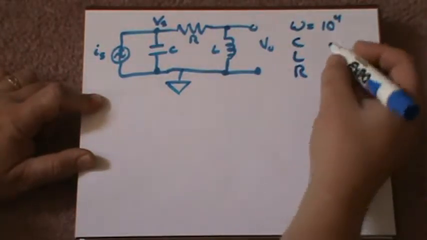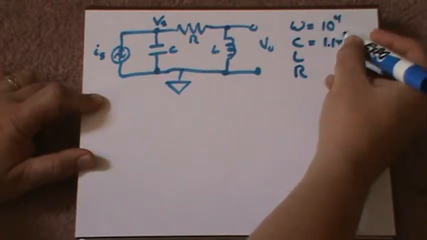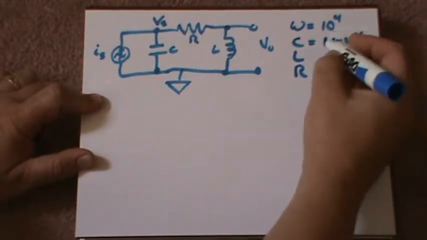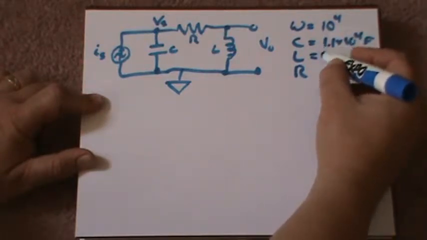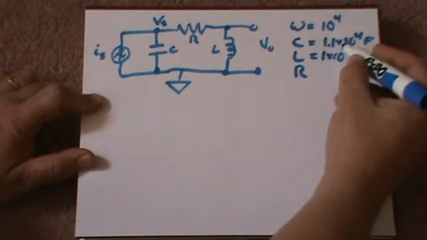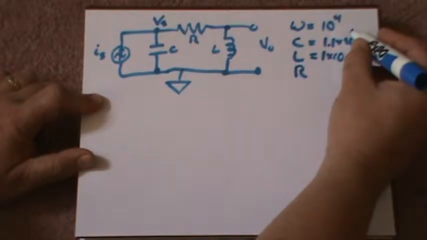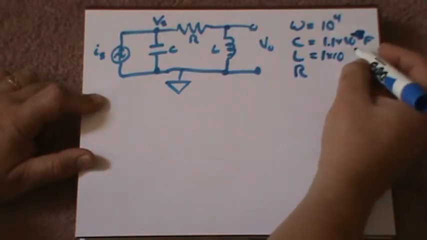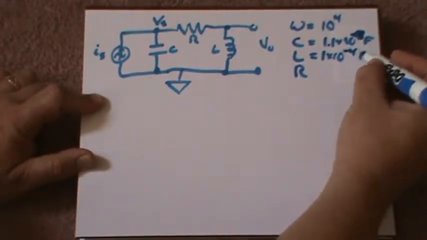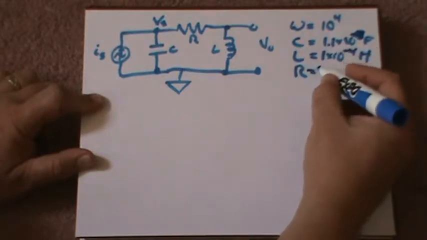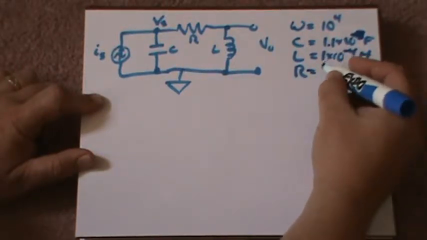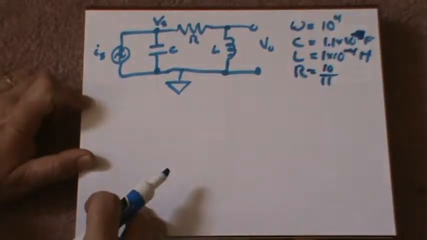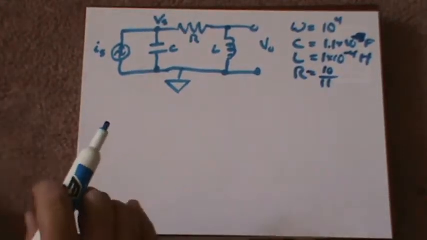Let's pick C to be 1.1 times 10 to the fourth, and that's farads, of course. And L we will have to be 10 to the minus third. That's a pretty big capacitor that I wrote there. I think I just copied that down. Let's say 10 to the minus fourth henries. And let's make the resistance fairly small, and I'm picking a nice value in particular so it'll work out for our calculations. So there's where we got our basic equations.